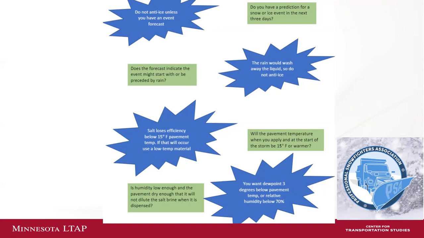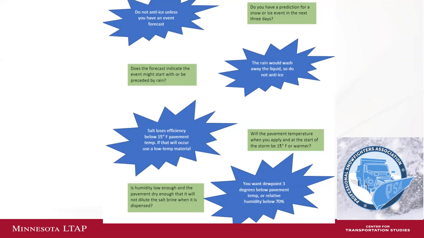Okay, then we have to look at the relative humidity because we can create very slippery roads if it's humid. So is the humidity low enough and the pavement dry enough that it will not dilute out when the salt brine is dispensed? So you want a dew point of 3 degrees below the pavement temp or a relative humidity below 70%. If it's higher humidity, in fact, for magnesium chloride and calcium chloride, we generally say a humidity below 50%.